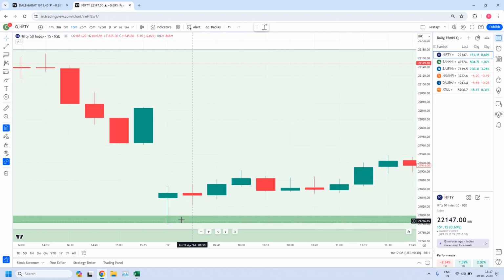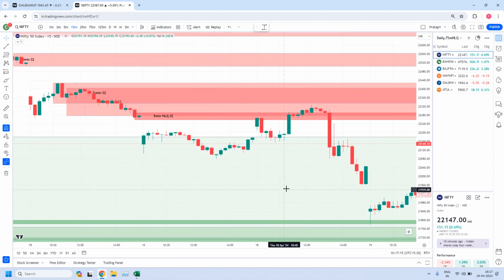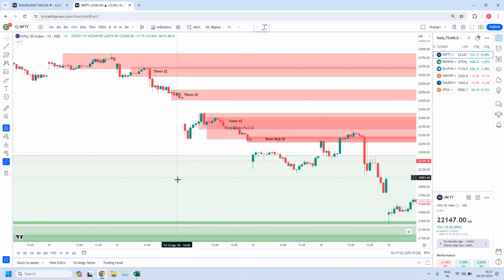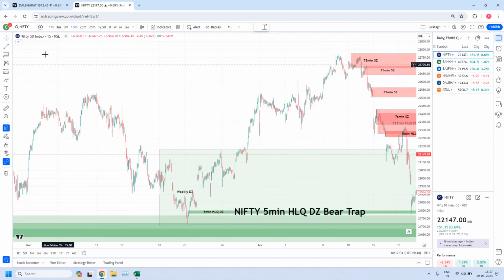The reason is they set one more trap below this 5 minutes trap. The 5 minute zone is a high liquidity zone. Even though this 5 minutes high liquidity zone is acting as a bear trap, still they set one more bear trap below this. That means for the 5 minutes high liquidity zone, institutions set a bear trap. That bear trap you can see in the 1 minute time frame.